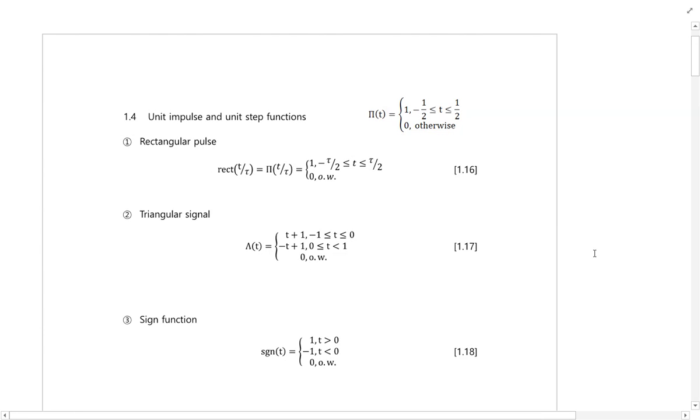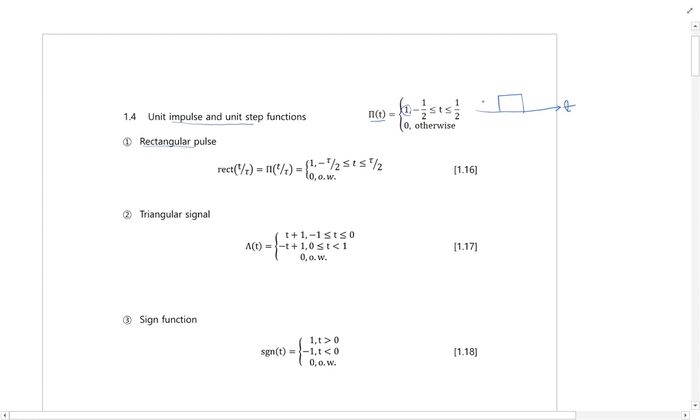In the next lecture, we will study the impulse and the step signals. Before that, we will study some typical pulse shapes. The first one is the rectangular pulse. It is defined like this: if t is from minus 0.5 to 0.5, then it becomes 1. Otherwise, it is 0. So we can plot it this way.